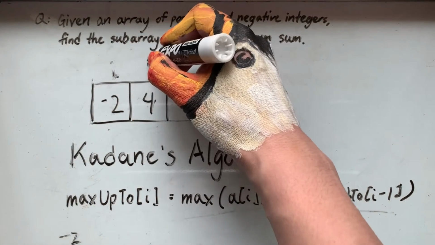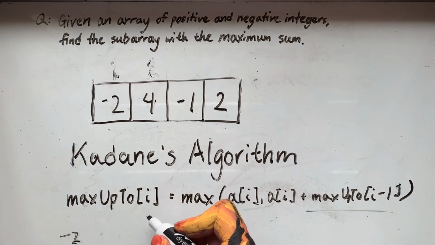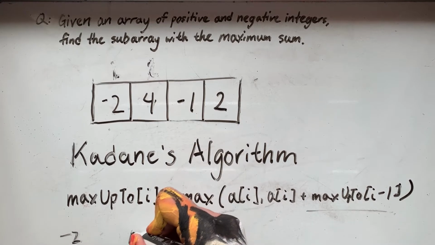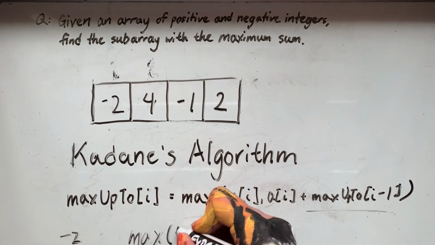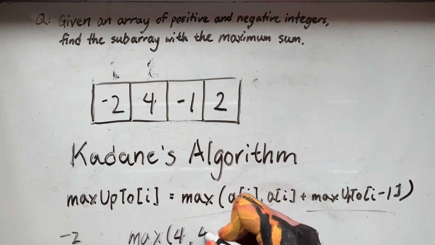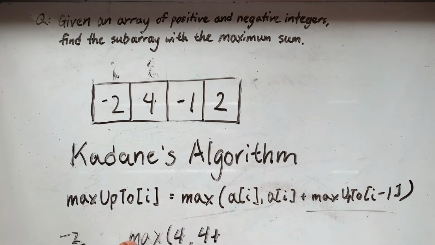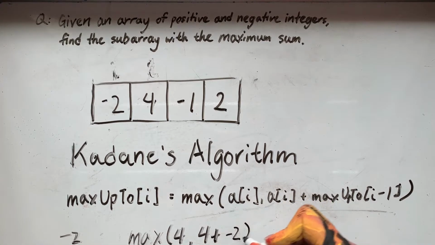And then we'll increment I here. And max up to I is equal to the max of a of I, 4, plus max up to I minus 1. Now we know it's -2. 4 plus -2, so this is 2. And the maximum between 4 and 2 is 4.